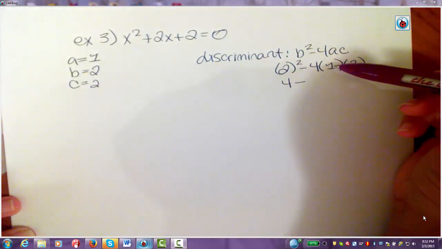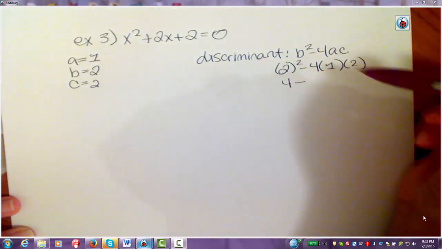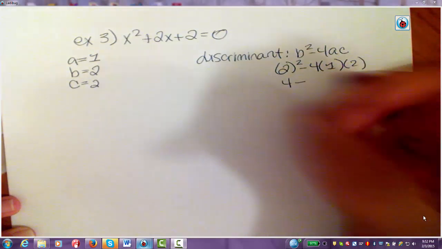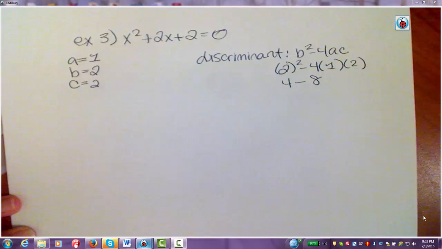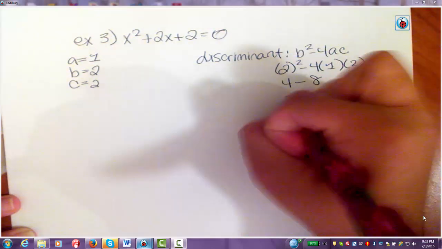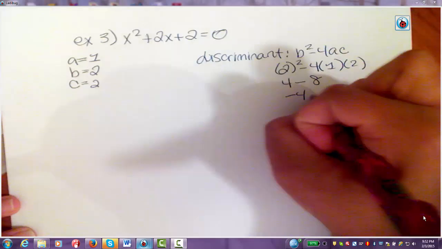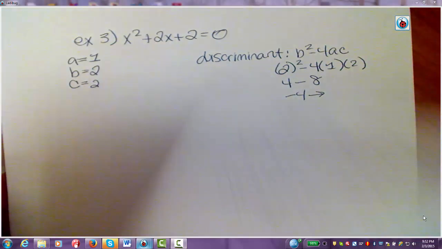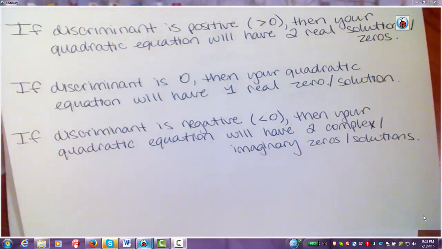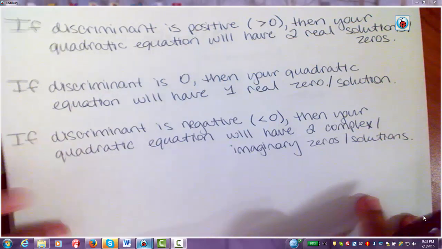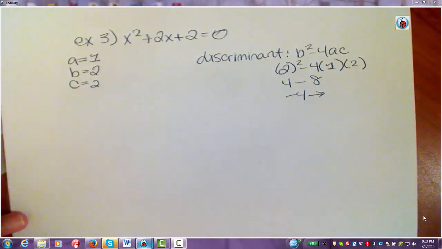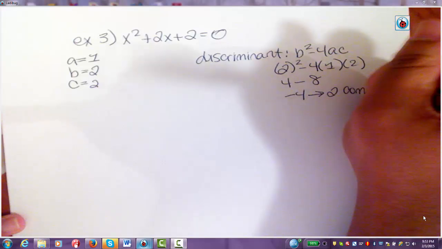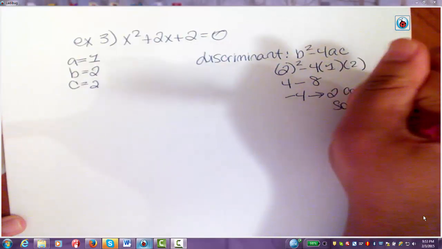Negative 4 times 1 is negative 4. Negative 4 times 2 is negative 8. So we get 4 minus 8. 4 minus 8 is negative 4. So now our discriminant is negative. So look back at your notes. A negative discriminant means that you will have two complex zeros. And remember, complex means imaginary. So, two complex solutions.